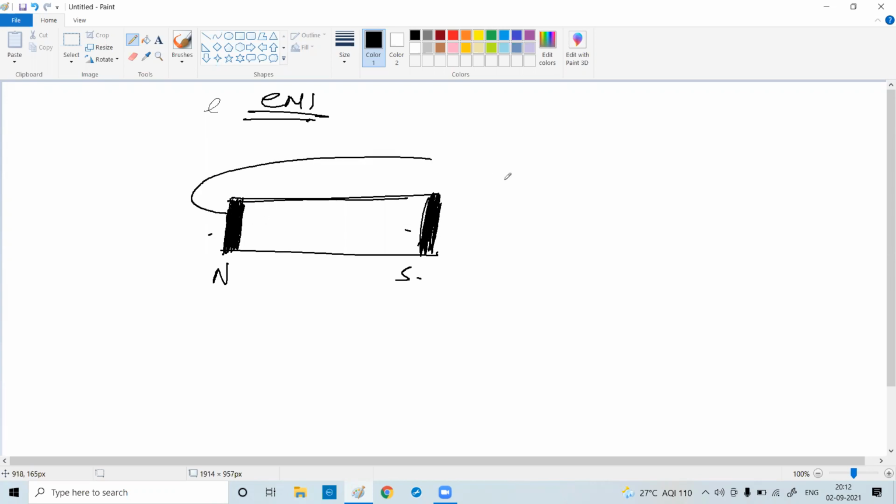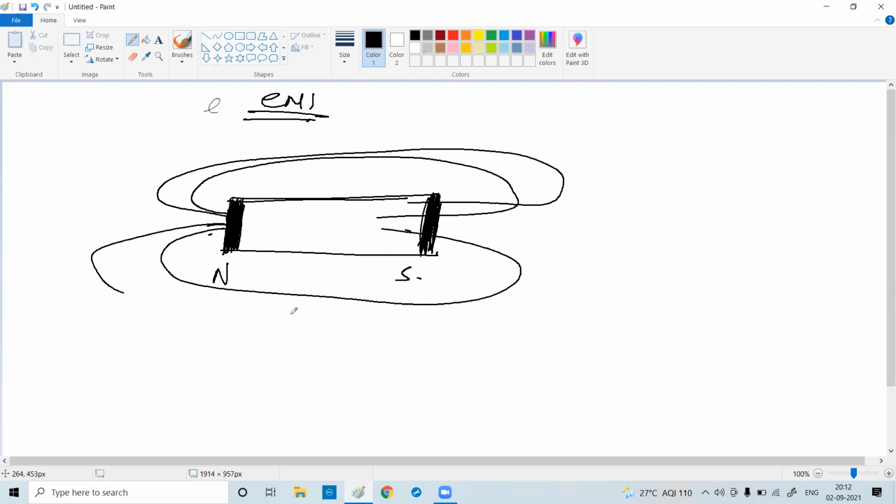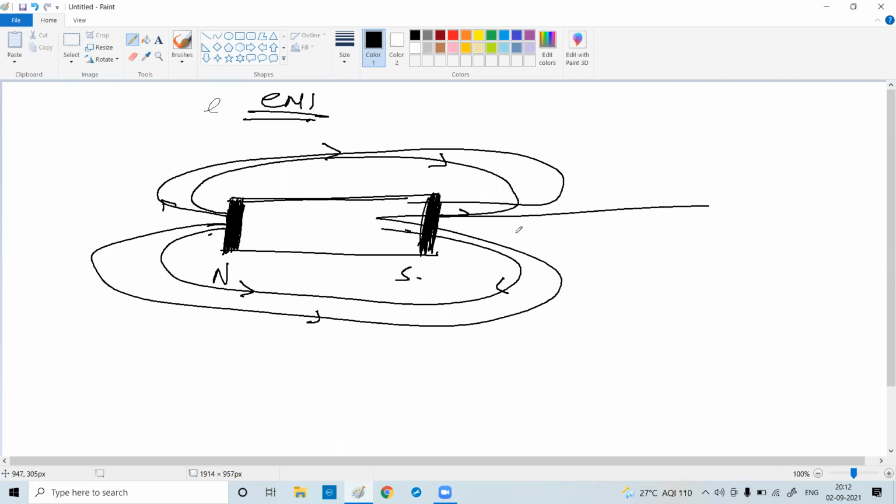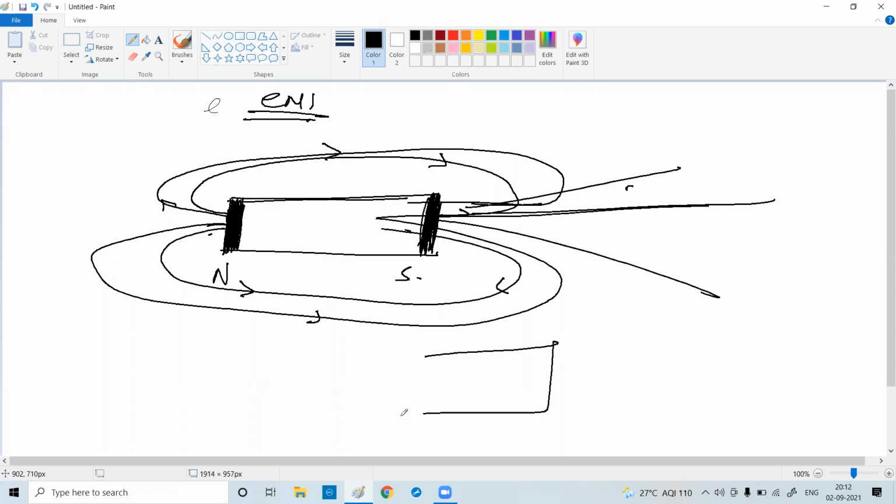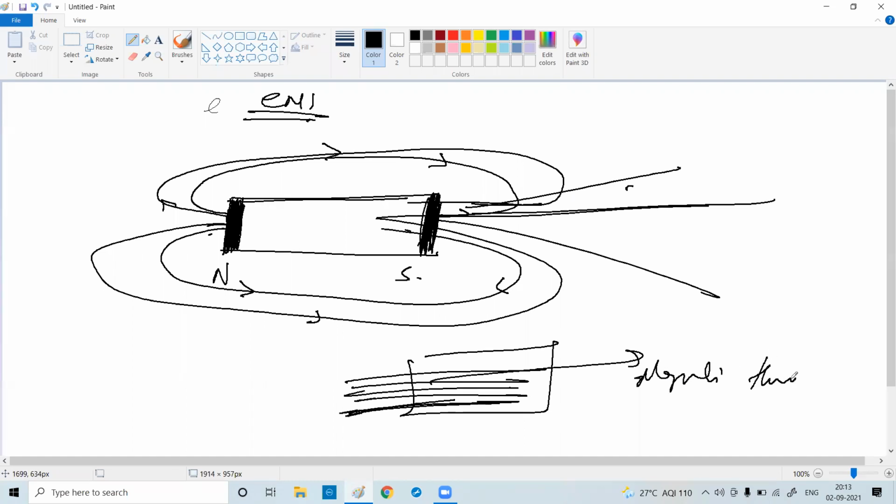So there will be some kind of lines, these are called magnetic field lines. They will start from north and they will end in south. Clear? And they are like this. So each line is a magnetic line. But if these magnetic lines pass through in a bunch, then we say this is magnetic flux. Is it clear?